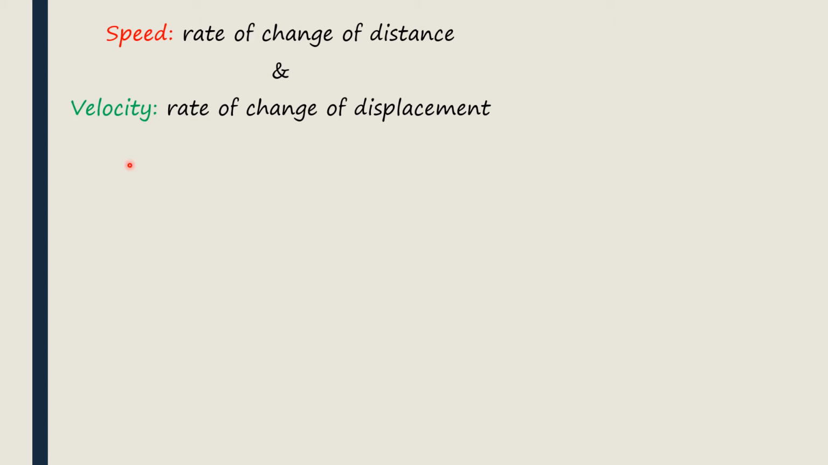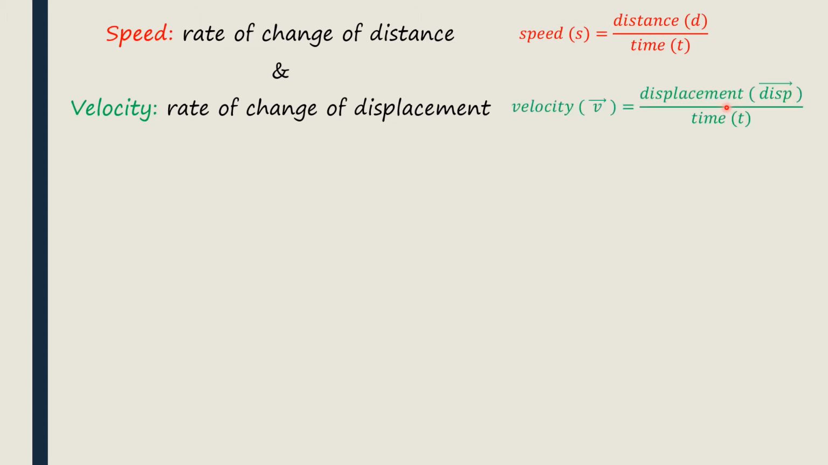All right, now let us see the formulas. The formula for speed is distance upon time, so we can write it as s equals d by t. This is the general formula for speed. Now, the formula for velocity. Velocity is equal to the displacement per unit time, so we can write it as v equals displacement per time.